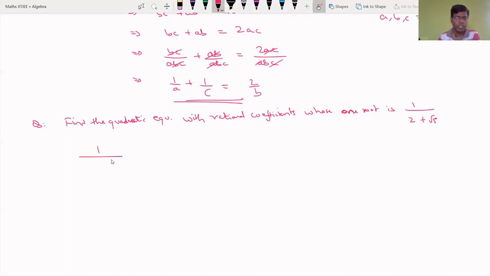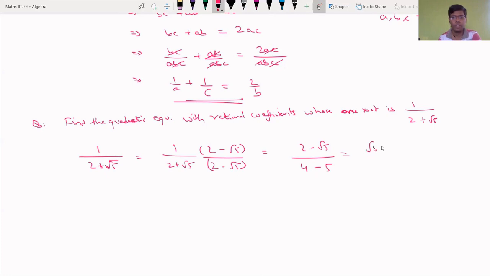So this 1 by 2 plus root 5, I rationalize it, because in the denominator we don't want irrational terms. We can do that by multiplying the numerator and denominator with 2 minus root 5. So this will be 2 minus root 5 by 4 minus 5. This is 4 because it is 2 square minus root 5 square. So this will be minus 1. So minus goes up. This will be root 5 minus 2.